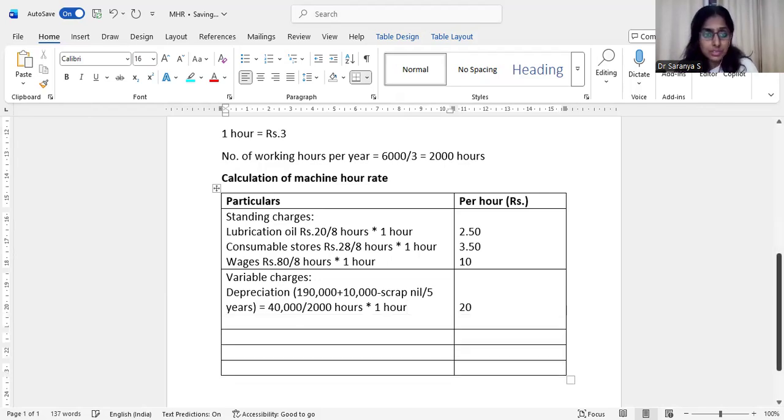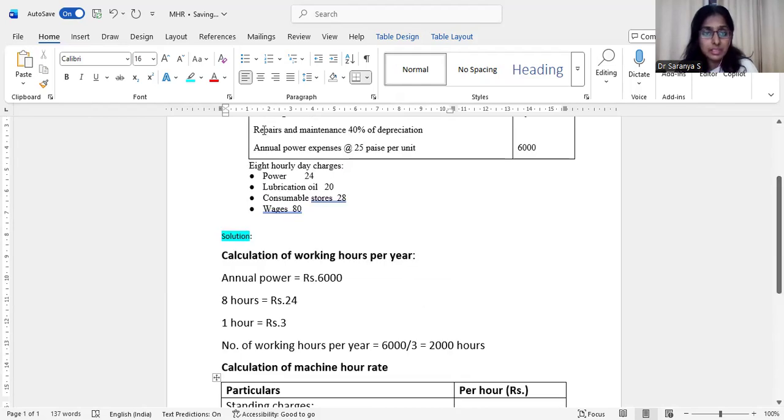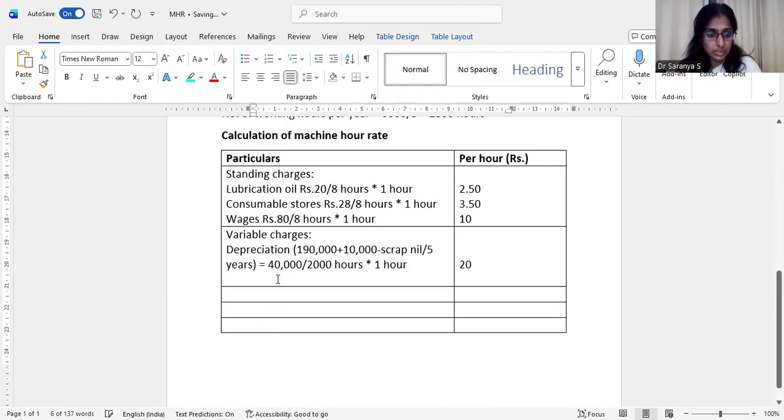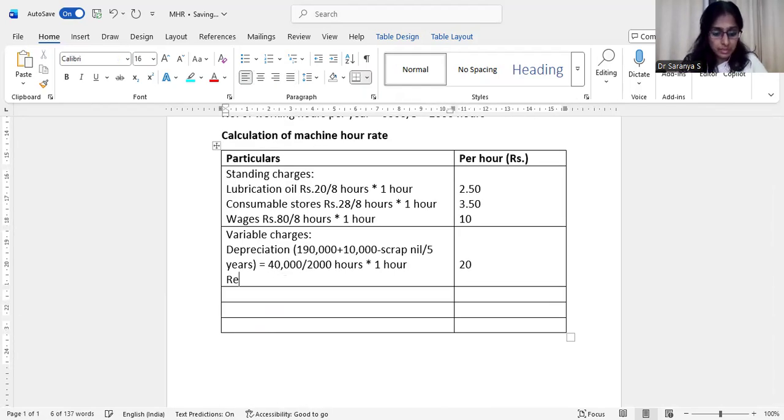The next item is repairs and maintenance. It is given as 40% of depreciation. Depreciation we got is 20 rupees. So for repairs and maintenance, we take 40 percent of that 20 rupees. So 20 into 40 percent, we will get 8 rupees.